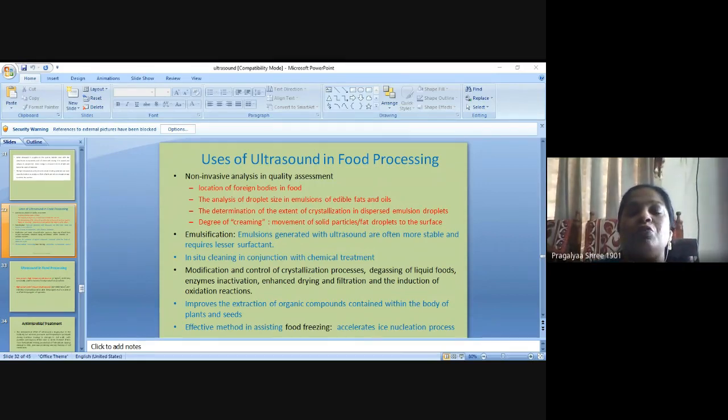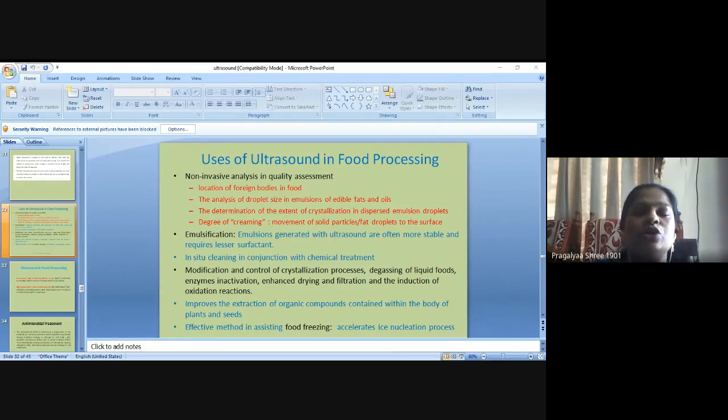And apart from this, you can also carry out drying process, filtration, and the induction of the oxidation reaction can also be possible with the help of ultrasound. Okay, and this also improves the extraction of organic compounds contained within the body of plants and seeds. That means in the case of seeds, you'll be able to remove oil from them, and in the case of plants, bioactive substances can be removed with the help of this. For example, extraction of anthocyanins, extraction of luteins, that is antioxidant materials or bioactive substances which are present in the plant as well as seeds, can be removed when you are going for ultrasound treatment.